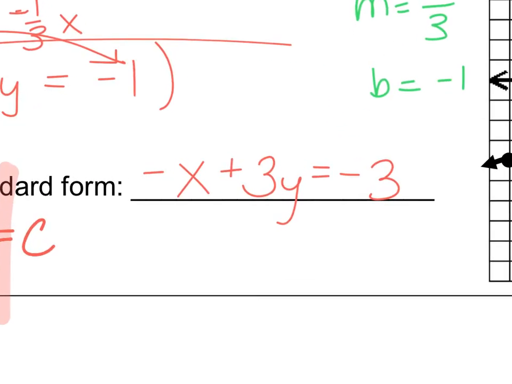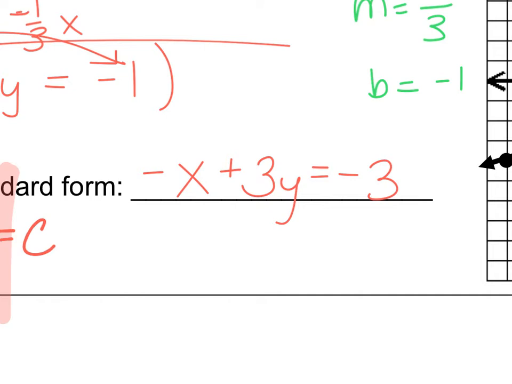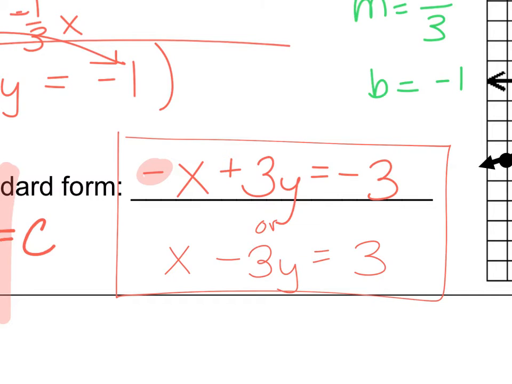So with this, you could have it with a negative, but sometimes they're fussy about having that negative in front of x, so if they do, you just flip everything. So +x, -3y, +3. So both of those are valid answers for that.